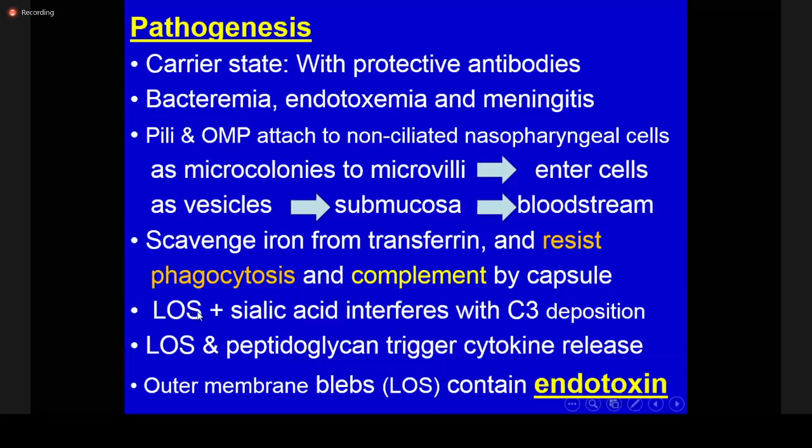The lipooligosaccharide, I said, is part of the pathogenesis, plus the sialic acid in the cell wall of the microorganism interferes with C3 complement deposition. That is why it is resistant to complement. Also, lipooligosaccharide and peptidoglycan of the cell wall can trigger cytokine release. Now, the outer membrane of the microorganism can result in endotoxemia, because they contain endotoxin, in the outer membrane vesicles, which are present around it. I will show you a picture of it.